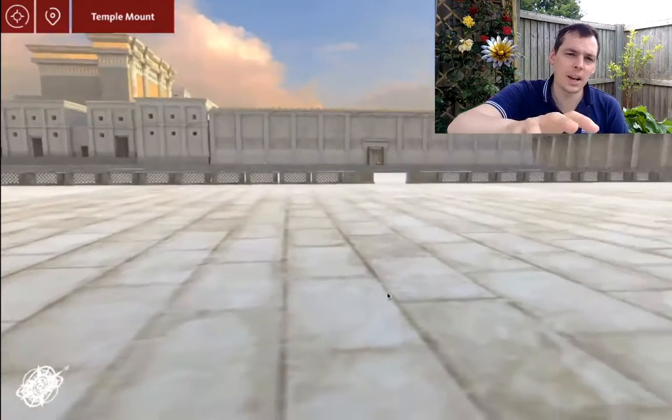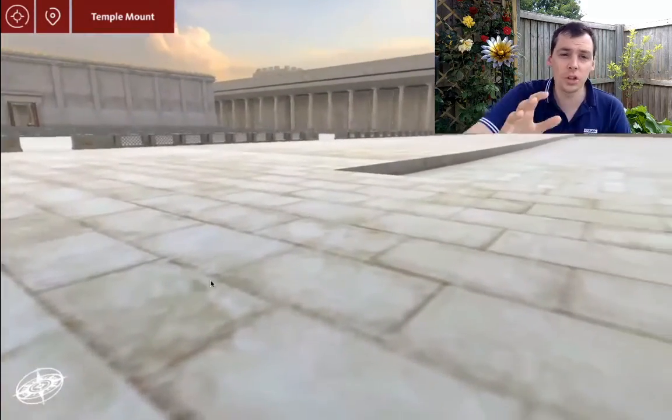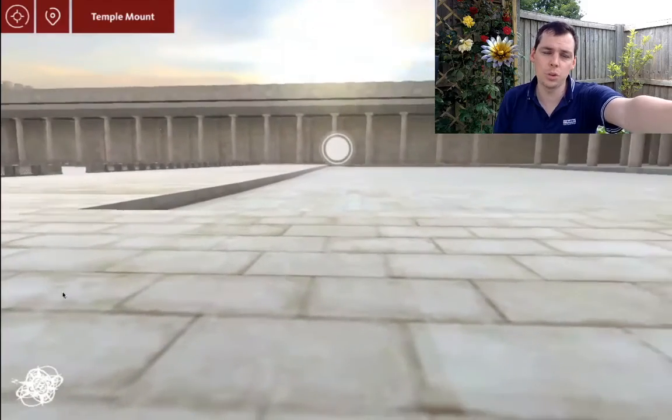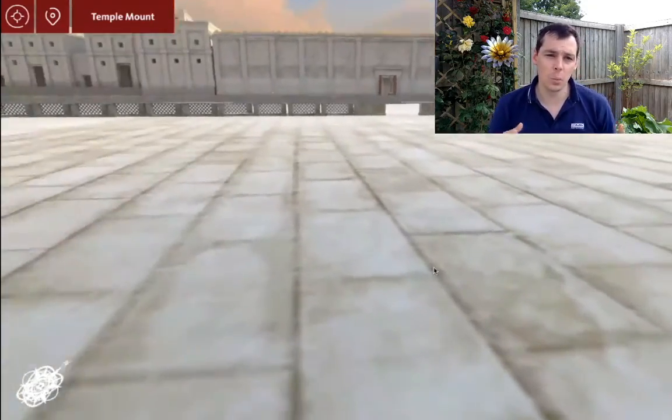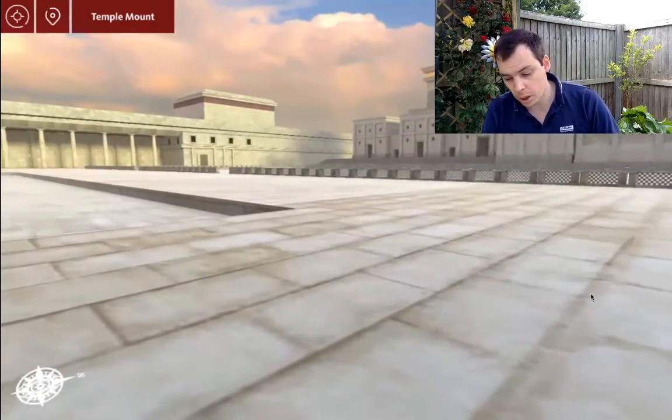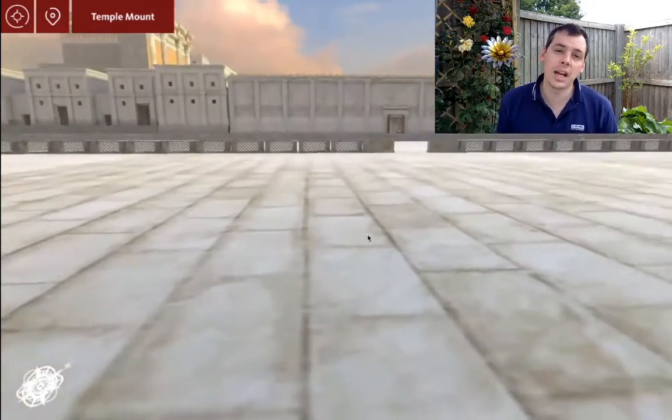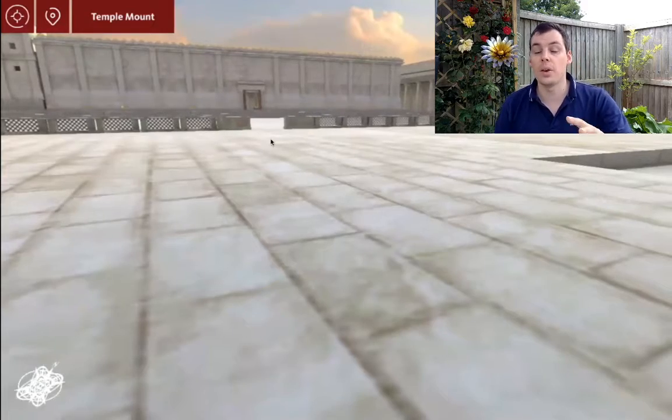And now, what we're looking at is the court of the Gentiles. Up to that wall just there is the court of the Gentiles. This is where Jesus, in Matthew 21 and Mark 11, turned over the tables of the money changers. This is where they would have been.